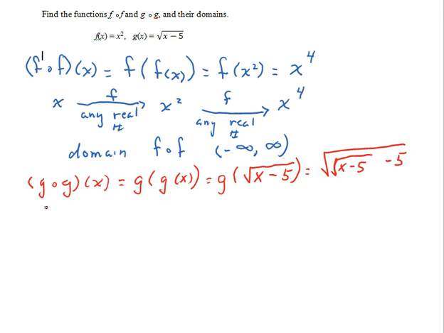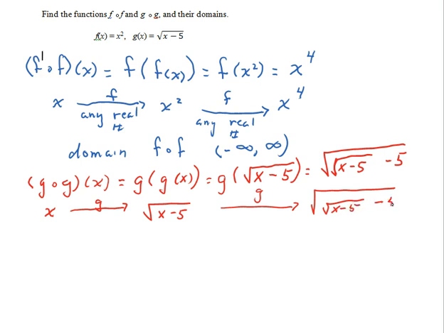To find the domain, first of all, when g is applied the first time, we get the square root of x minus 5. When g is applied the second time, we get the square root of the square root of x minus 5, minus 5. Both of these will have restricted domains. So in the first case, the x minus 5 has to be greater than or equal to 0, so x must be greater than or equal to 5.